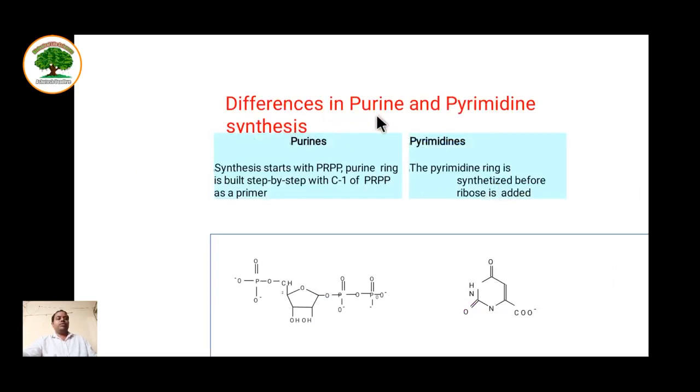Let's see the difference between purine and pyrimidine synthesis. The purine synthesis starts with the PRPP, and the purine ring is built on it from the start. So PRPP is the precursor for purine synthesis. PRPP is phosphoribosyl pyrophosphate. You can see the phosphate group is attached to the carbon number 5 of this ribose sugar, and at the carbon number 1 there is an attachment of 2 phosphate groups. So this is the precursor for purine synthesis in the de novo pathway.